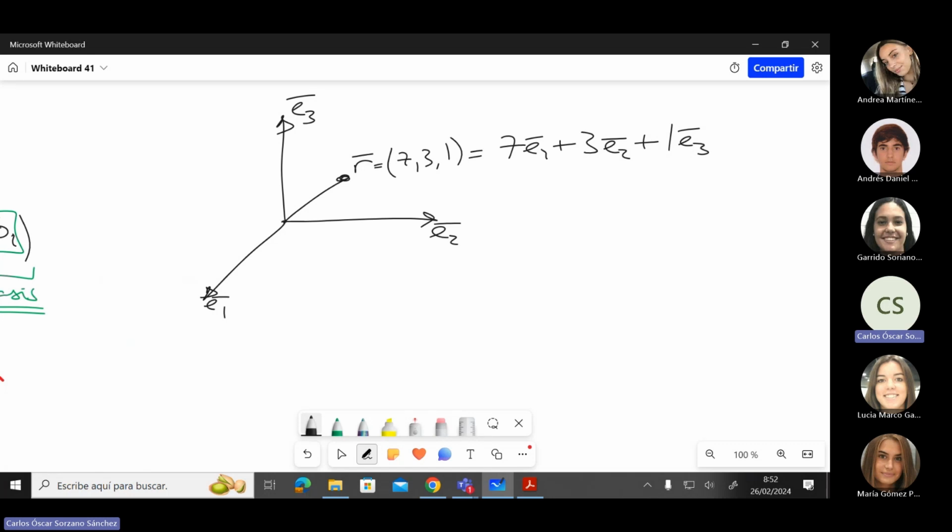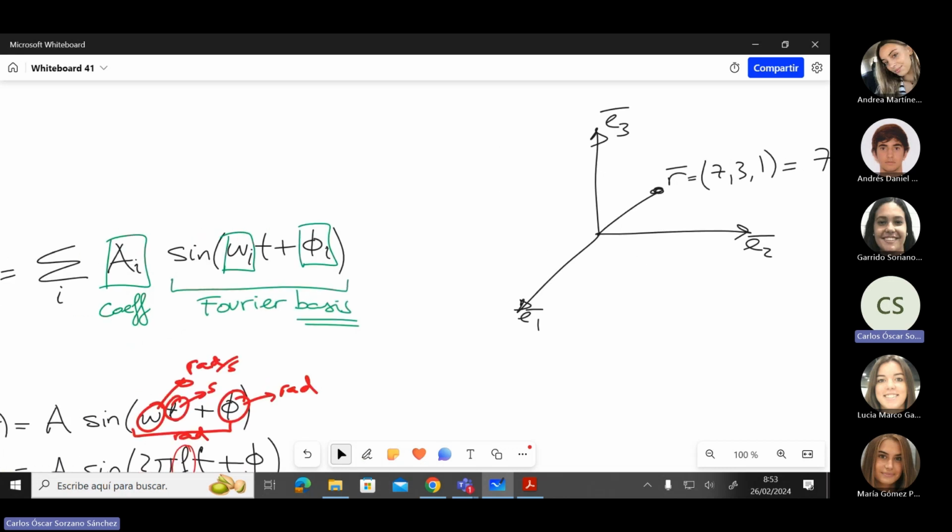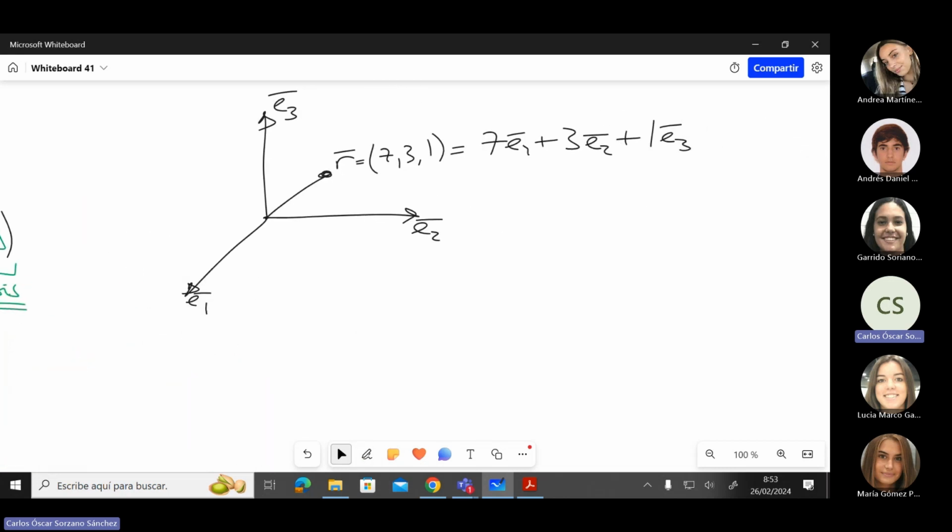And how did I come to this 7, 3, and 1? Okay, so first, just to make it similar to this one, I can rewrite this thing this way. I can rewrite this as the sum over some indexes of some amplitudes, that are the 7, 3, and 1, times my basis. You see? So these are the coefficients. So this is my basis. How did I compute the coefficients?